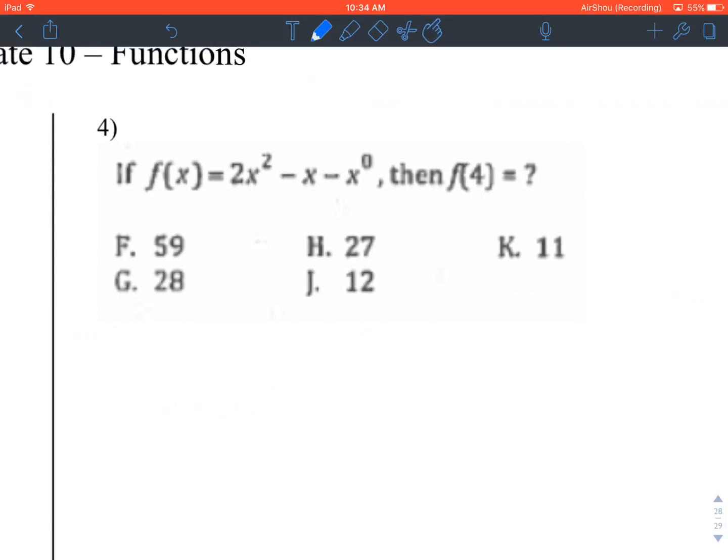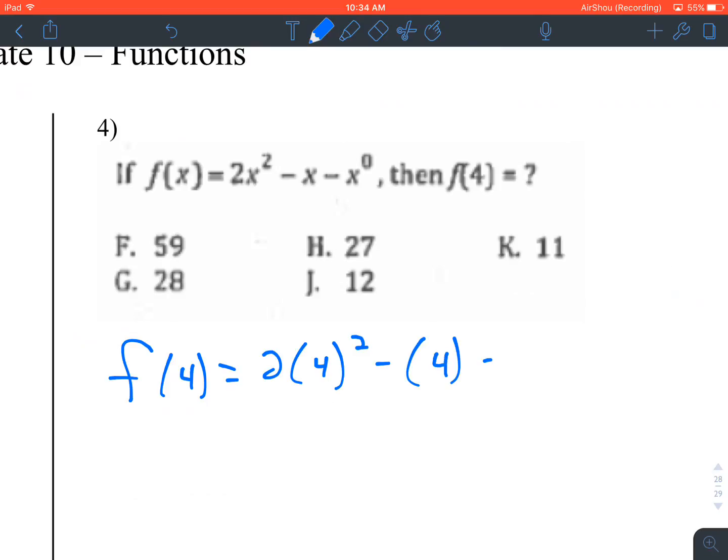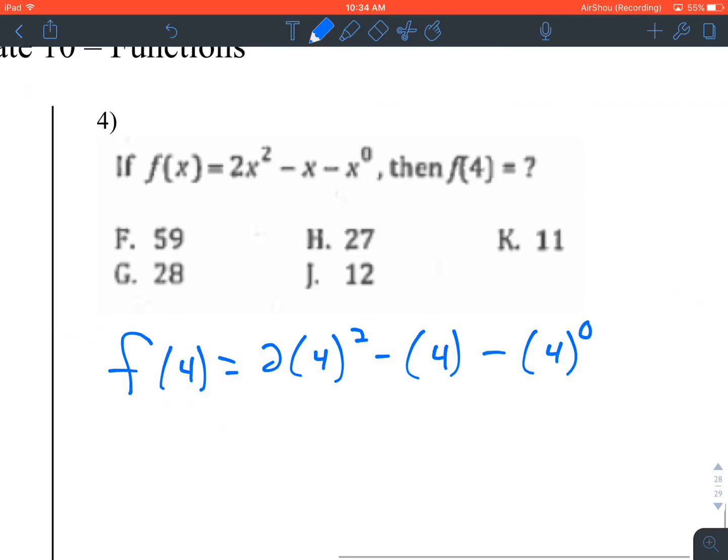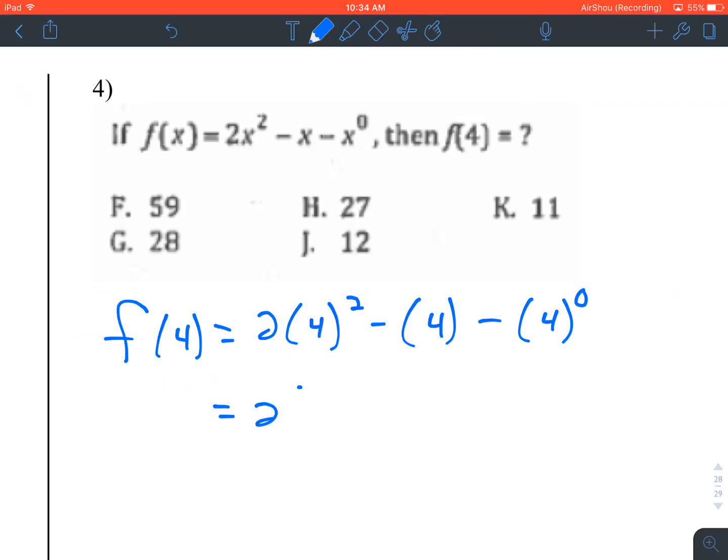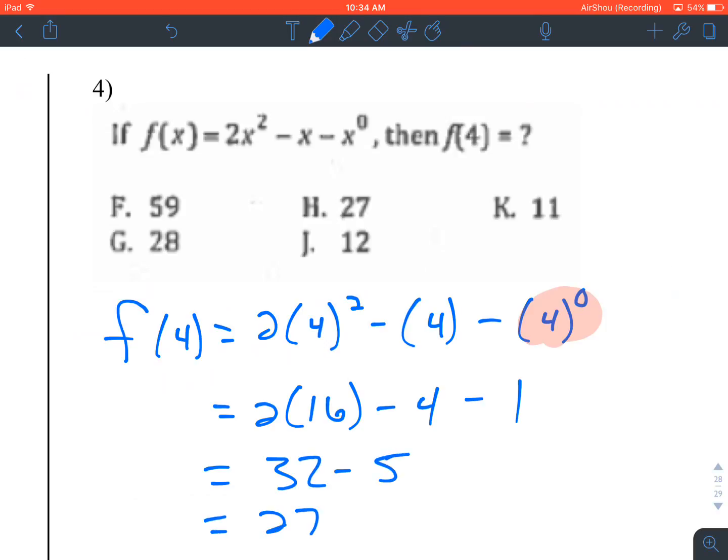Example 4. What is f of 4? So we got f of 4 equals, use parentheses when you substitute, four squared is 16 minus 4. If you recall from an earlier lesson, anything to the 0 power, with the exception of 0, is 0. Pardon me, is 1. Not 0, it's 1. 2 times 16 is 32. Minus 4 and a minus 1 is a minus 5. That makes this 27.